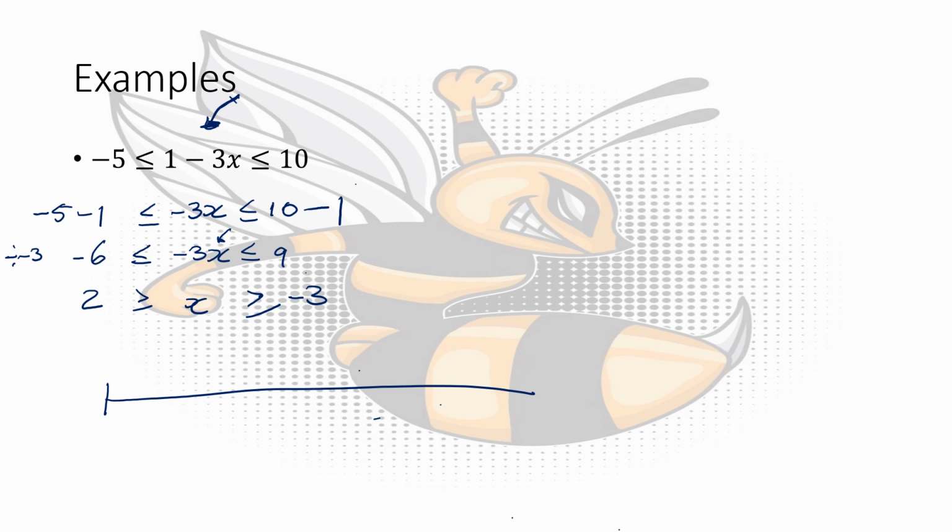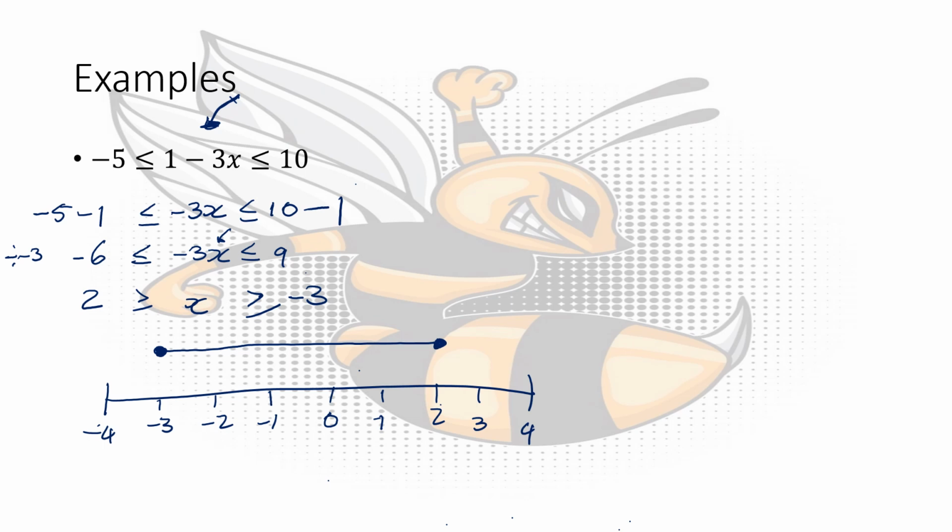So on my number line again, we're going to have, say, negative 4, negative 3, negative 2, negative 1, 0, 1, 2, 3, and 4. My values need to be between minus 3 and 2. So I'm going to create a closed dot above the 2 because x is smaller than or equal to 2. And then above my minus 3, I'm also going to create a little closed dot because my x value is bigger than or equal to minus 3. So I'm allowed to work with all the x values between minus 3 and 2.